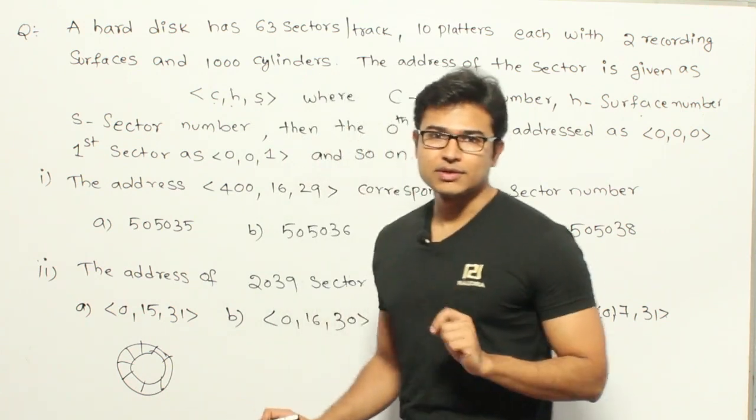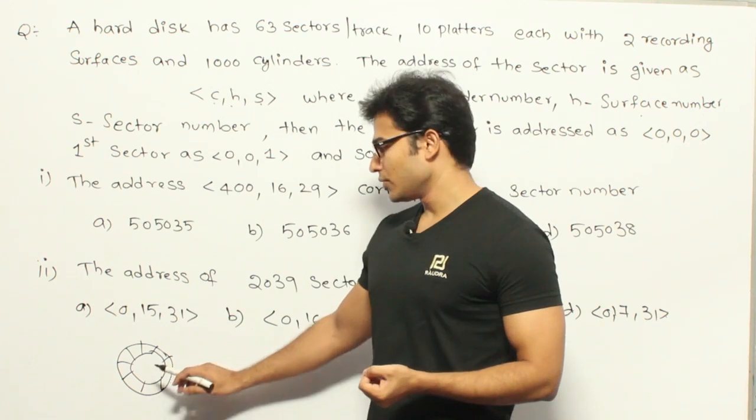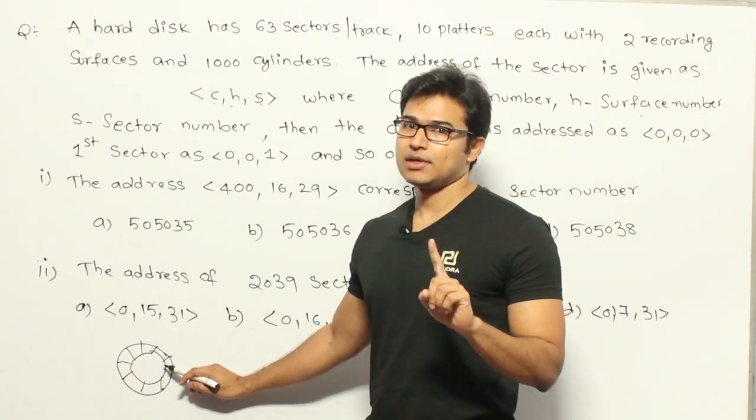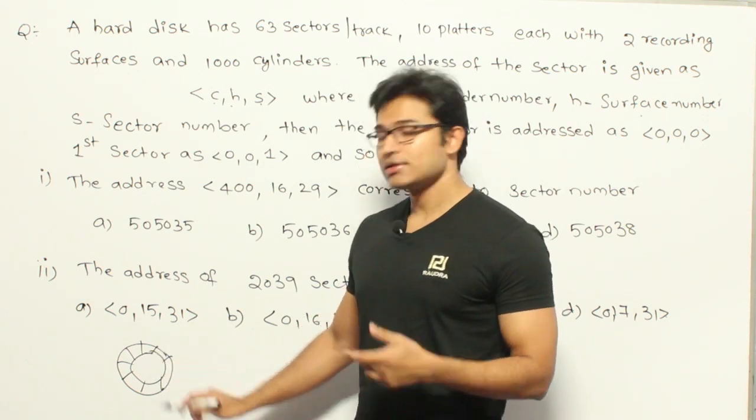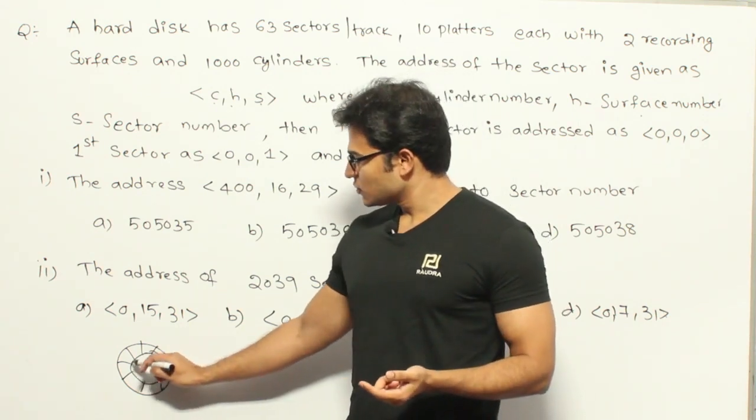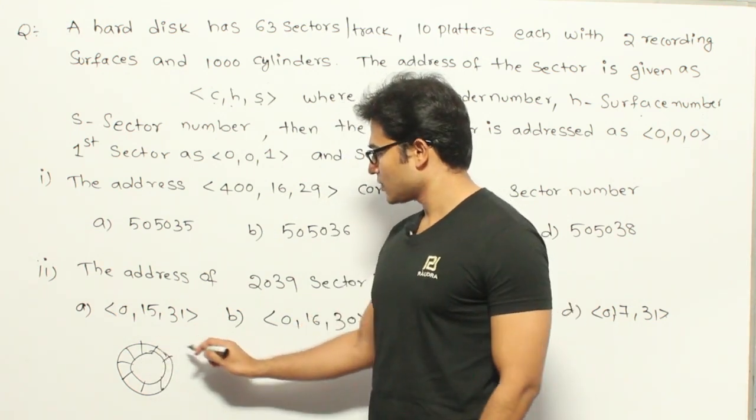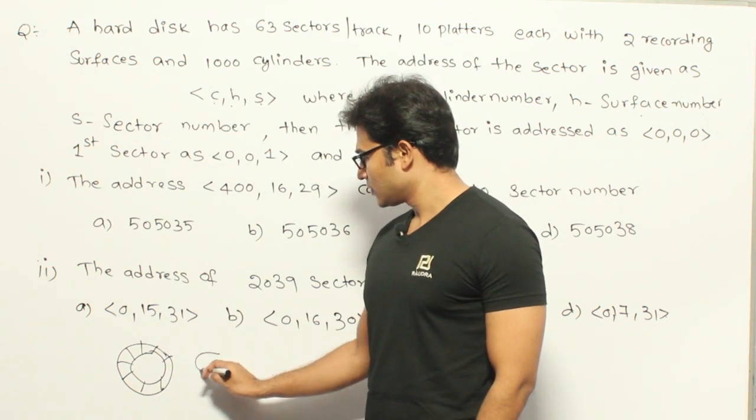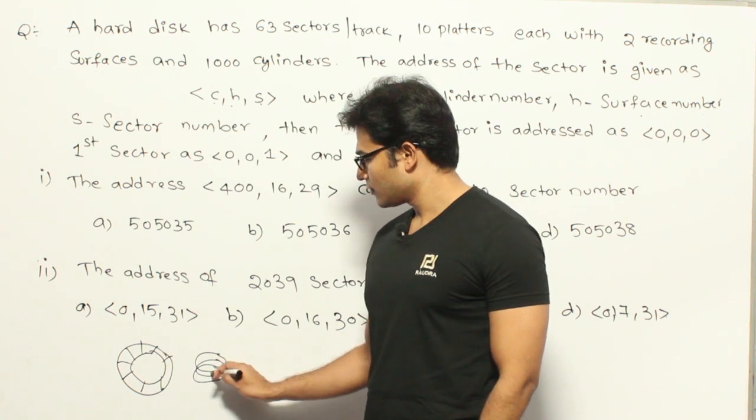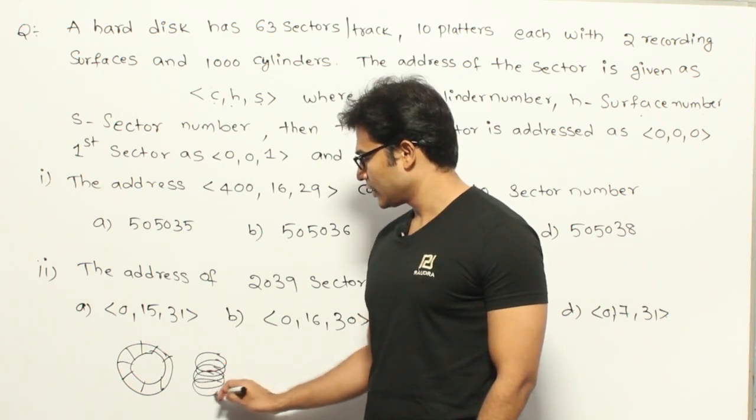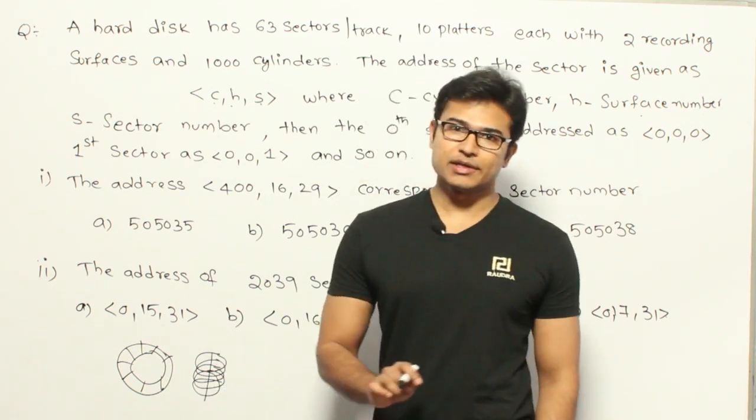But what they didn't give you is how many tracks there are on one surface. They didn't mention it. So you can assume that there is only one track per surface, then only we can solve the question. Now if you assume that there is only one track per surface and there are 2 surfaces, then they are going to organize all these platters like this, one below the other. They are arranging 10 such platters and making it a cylinder, right? So this is called a cylinder.